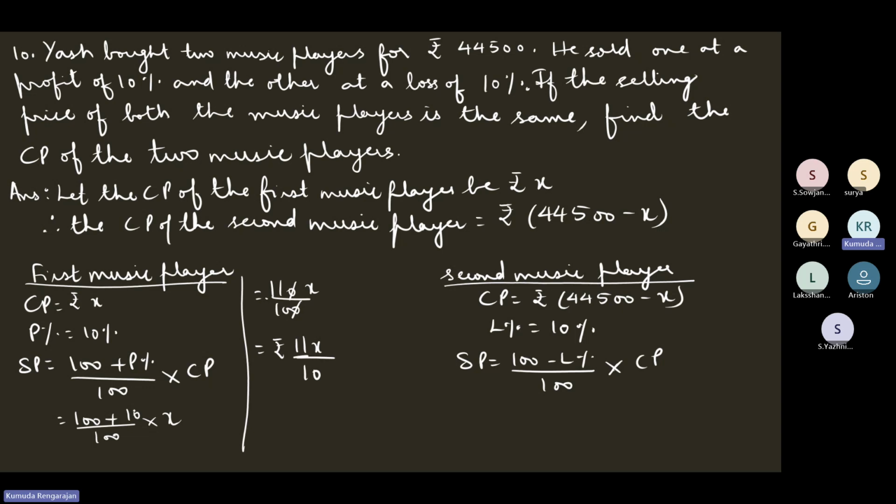So on substituting the values, 100 plus 10 is 110 by 100 into 2x. The 0, 0 cancels, so 11x by 10. This is the selling price of the first music player. Now the selling price of the second music player.